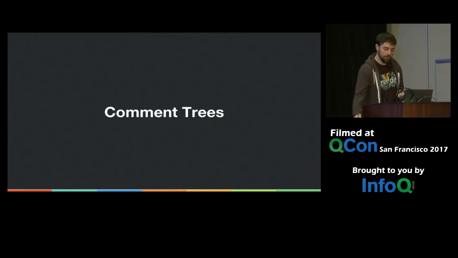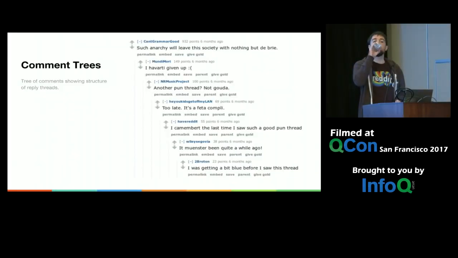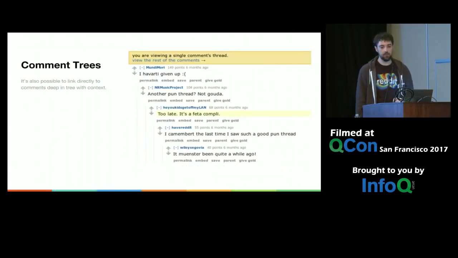Cool. So another major thing. I said that Reddit is a place for people to talk about stuff, right? Well, they do that in comment trees. An important thing to know about comments on Reddit is that they're threaded. This means that you nest replies so you can see the structure of a conversation. They can also be linked to deep within that structure.